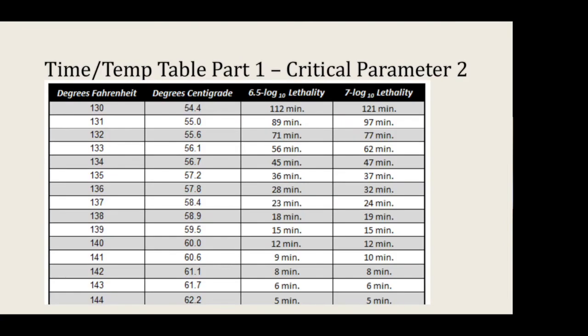Okay, critical parameter 2 is ensuring that products reach a time and temperature combination within Appendix A. This slide shows the first part of the chart for meat products, and we recommend that processors utilize the 7 log reduction lethality column at the far right to support their process. Again, note this chart and the chart in the following slide are for meat products only.